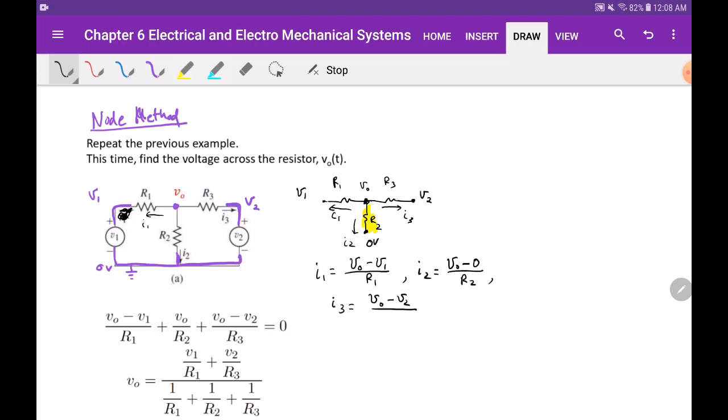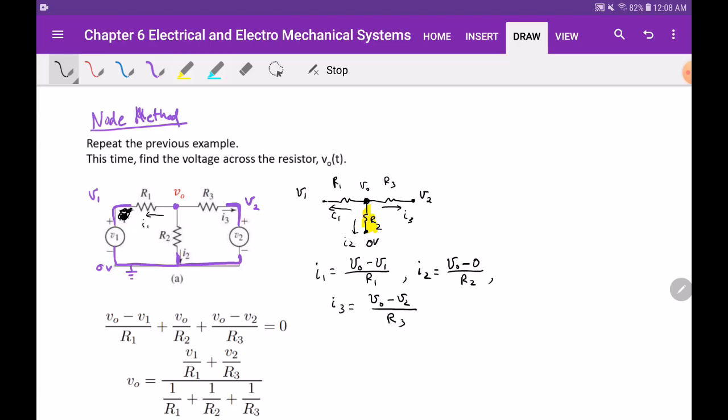The reason why we're writing the current out of that node is because it's just easier to keep tabs on it. I don't want to assume if V1 is higher than V2 or anything. I just want to write the current coming out of that node. So V out minus V2 equals probably a negative number in R3.